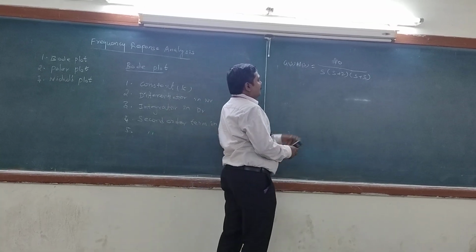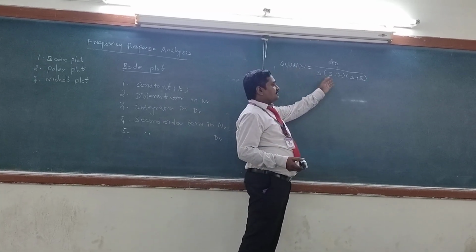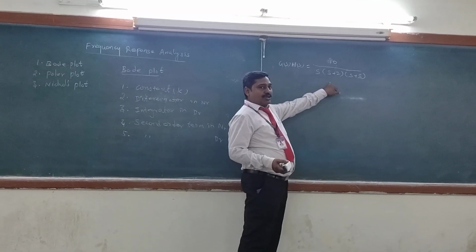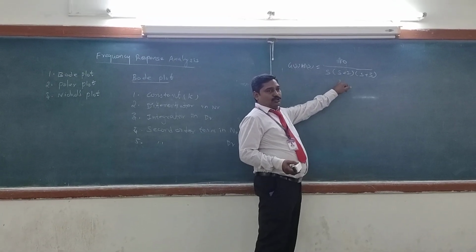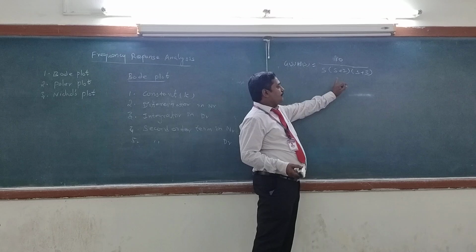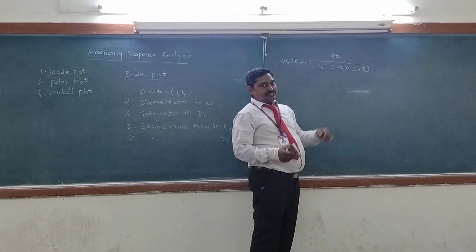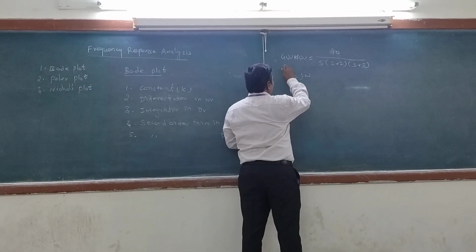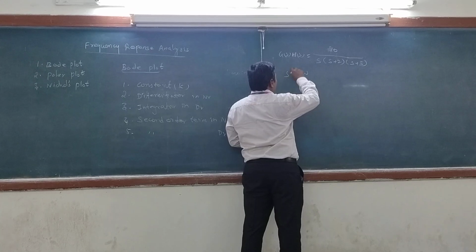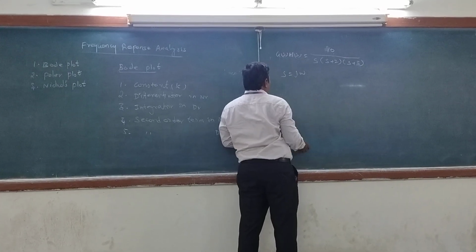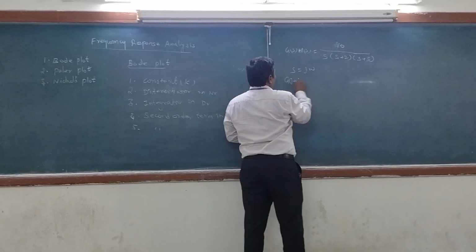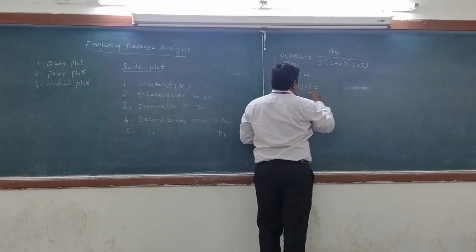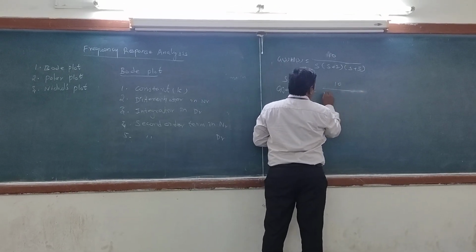So first, the given transfer function is already in pole zero form. Suppose it is in polynomial form, you should first convert the given transfer function into pole zero form. Then let s equal to j omega. Now we get the transfer function in the frequency domain. So this is an s domain transfer function. So G(j omega)H(j omega) is equal to, wherever there is s, let s equal to j omega.